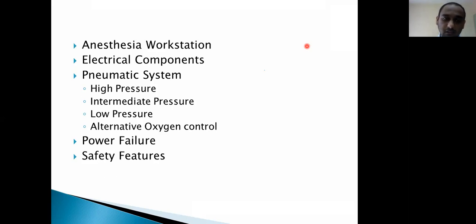Again, the anesthesia workstation includes the electrical components and the pneumatic system. The pneumatic system is the part that is most important for you to understand, where there is the high pressure system, intermediate pressure system, and low pressure system, along with the alternative oxygen control, and then the power failure, and again the safety features.